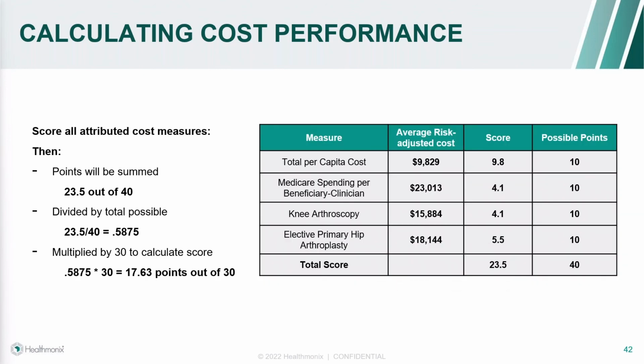Here's an example. For this practice, we've got 4 eligible measures, which means 40 possible points. Again, every measure is always going to be out of 10. Doing really well on TPCC, we get a 9.8, and then a little worse on MSPB and knee arthroscopy, and then hip arthroplasty, you get a 5.5. So we add all those up and that's a 23.5 out of 40. Then we would multiply that by the expected cost weight of 30%, and we would get a 17.63 out of 30.